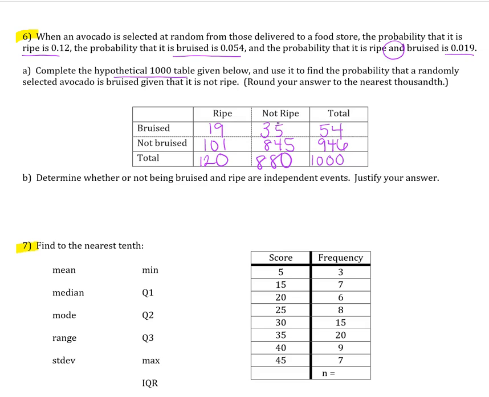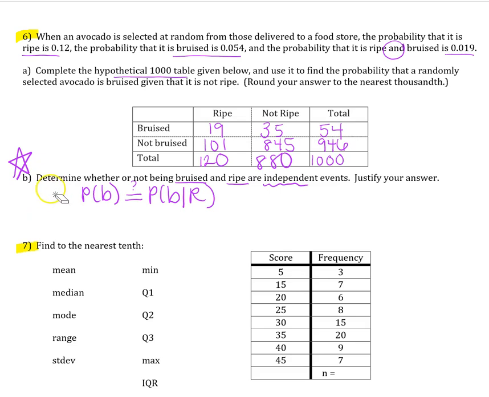Determine whether or not being bruised and ripe are independent. Okay, you need to know this. It came up on the exam. I think it's come up at least twice now. You have to understand how to assess independence. So what you are doing is seeing, is the probability of being bruised equal to the probability of it being bruised given it's ripe? That's your formula. It's not probability of bruise compared to probability of ripe. That tells you nothing. This is your formula.